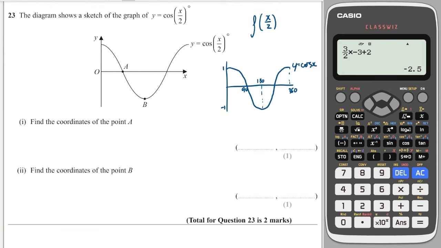So in fact, the graph is going to stretch out much further like this, and then up there, and then off that way. So where it cuts here, A is actually going to be here at 180. So it's 180 and then 0. And where it goes down to that minimum point there, it used to be 180, minus 1, but now it's 360, minus 1.